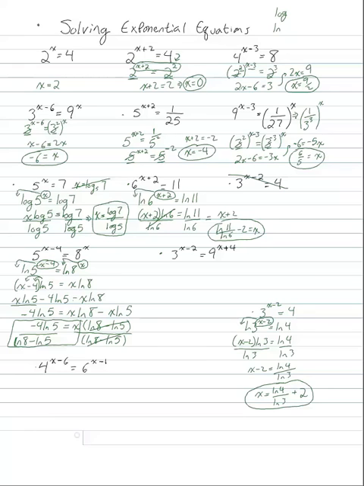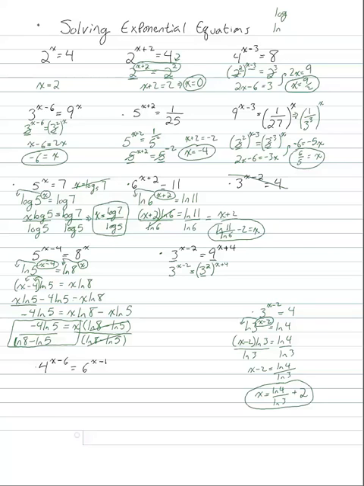3 to the x minus 2 equals 9 to the x plus 4. Oh, well this time I can write as a common base. I haven't been able to any of the previous ones, but 3 and 9 I can. I can keep my 3 as 3 to the x minus 2. 9 is the same thing as 3 squared. So 3 squared to the x plus 4.